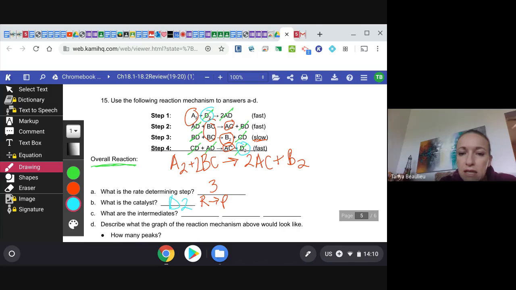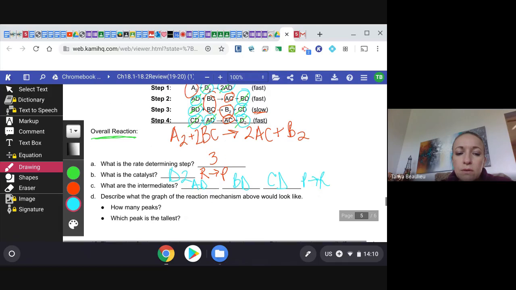For intermediates, they start as a product and end as a reactant. So AD does this, BD does this, and CD does that. So AD, BD, and CD all start as products and end as reactants. So those would be our intermediates.